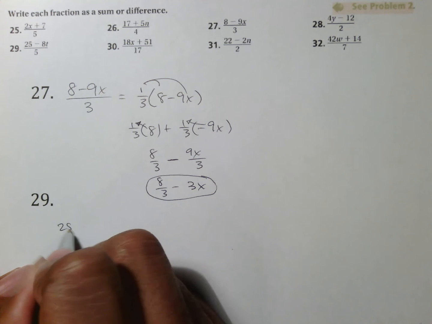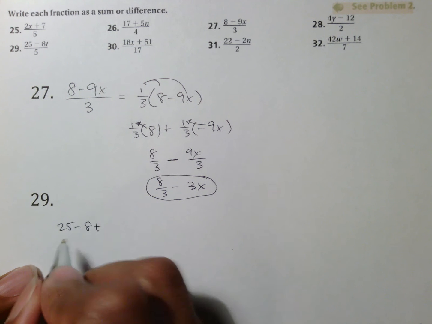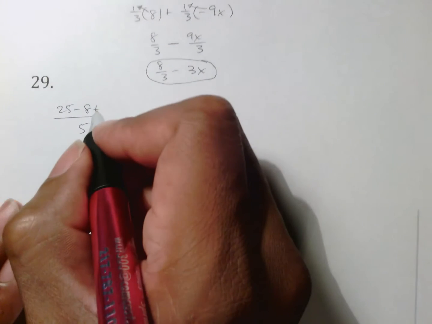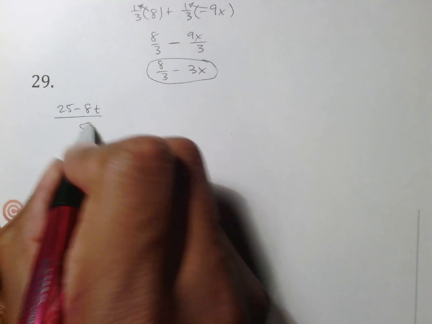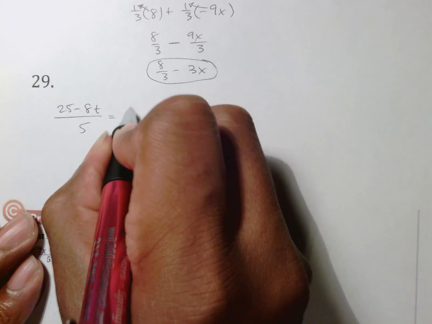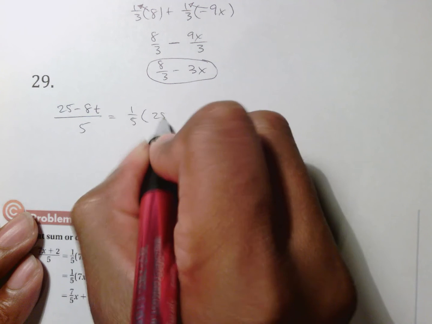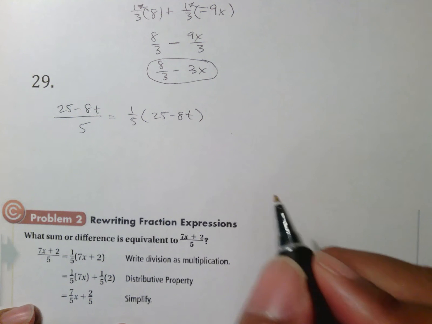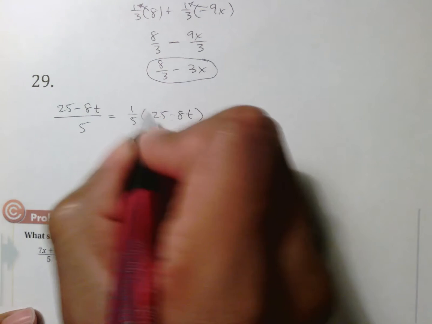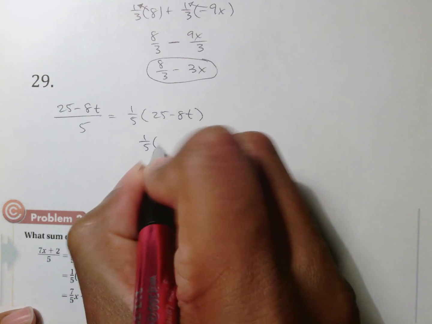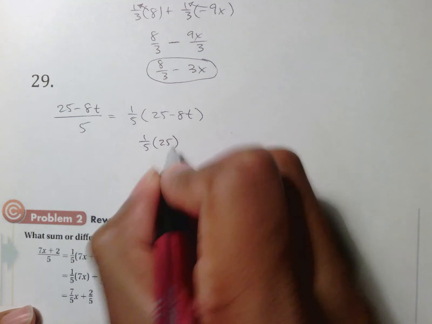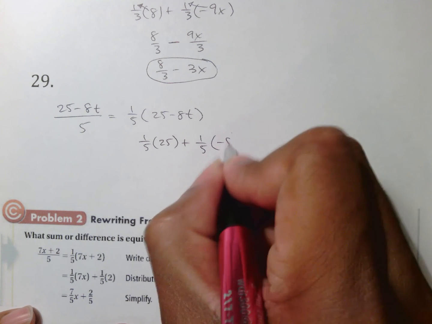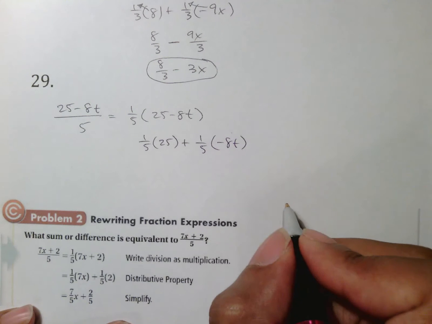29 says 25 minus 8t over 5. And again, using the same concept as what we just learned here, it means we're going to take this, and since 5 is on the bottom, we're going to turn that into 1/5 times 25 minus 8t. It means that we're going to now take this 1/5 and multiply it by both, so 1/5 gets multiplied by 25, and, which I always put a plus there, 1/5 gets multiplied by negative 8t.